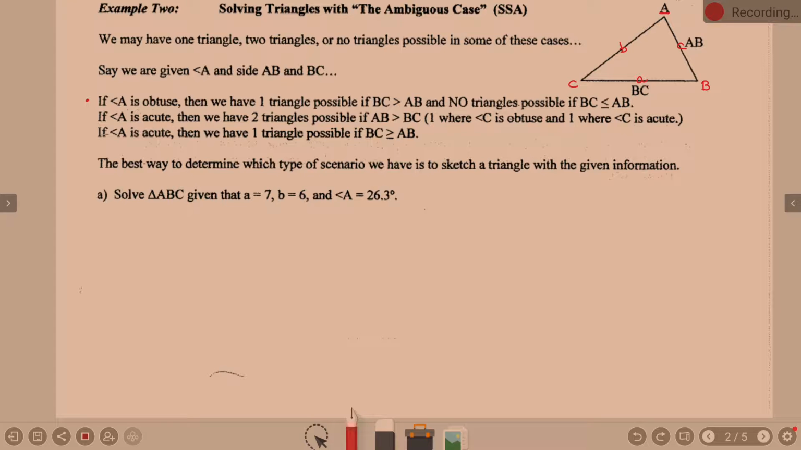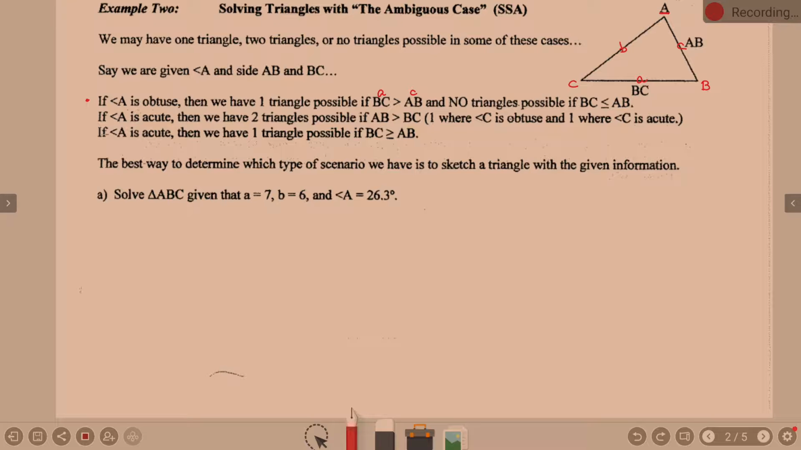The first one, if your given angle is obtuse. Obtuse meaning larger than 90, or I guess I should technically say between 90 and 180, right? If your given angle is obtuse, there is one triangle possible as long as side A is bigger than side C. So if you have a big angle here, keep in mind, wherever the biggest angle is, the side opposite it should be the longest side. You remember that relationship in triangles? Largest side has the largest angle across from it.